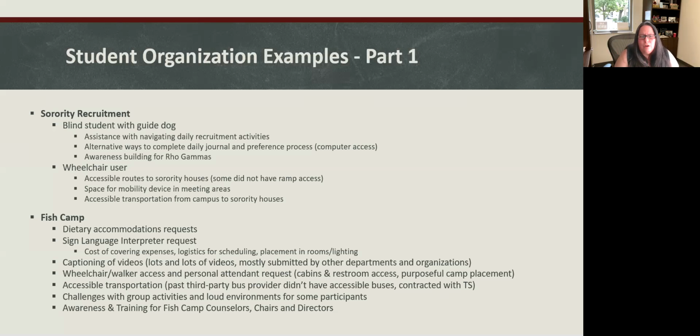And then we've been doing awareness training for Fish Camp counselors, the directors and their staff, at least once a year for their training days for probably the last 5 or 6 years. And so I think that's been very helpful because that's affecting hundreds of leaders who are working with thousands of freshmen. And so that kind of brings that awareness to there.